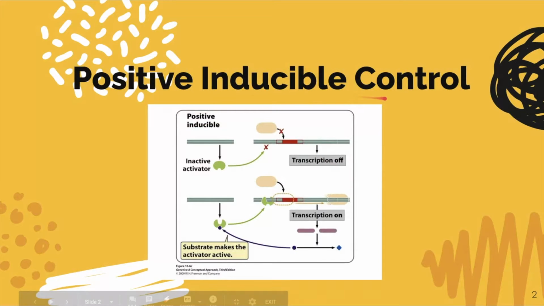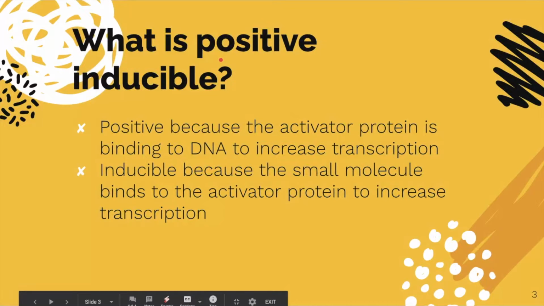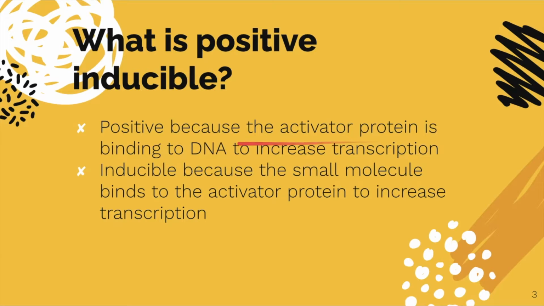So we're explaining positive inducible control today. Here's a diagram. What is positive inducible control? So it's positive because the activator protein that binds to the DNA increases transcription. It positively affects transcription. It's inducible because the small molecule that interacts with the activator protein induces the activator protein to be able to positively interact with DNA to positively increase transcription.